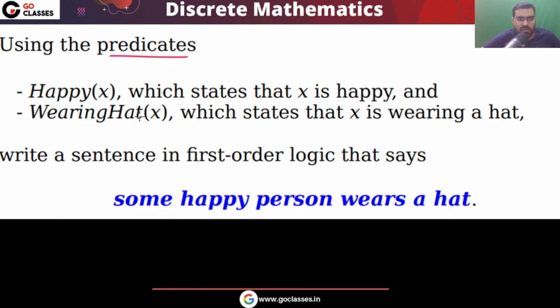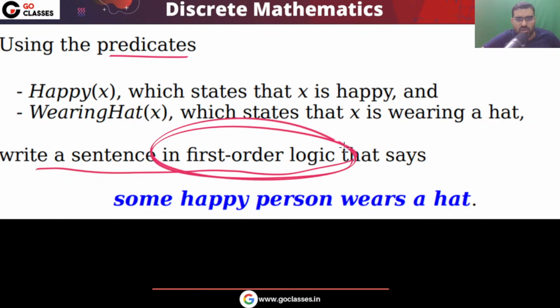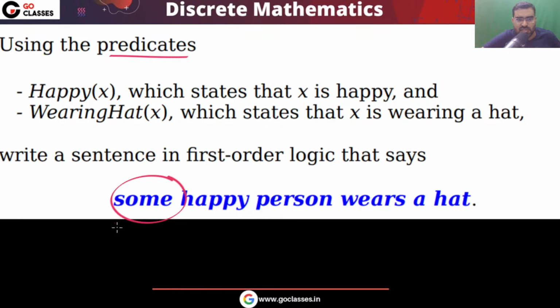Now write a sentence in first order logic that says some happy person wears a hat. Please understand, this is the existential quantifier. So how to do this? Now you might be thinking that there are two choices.